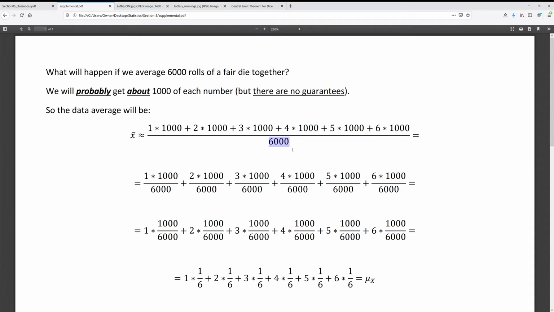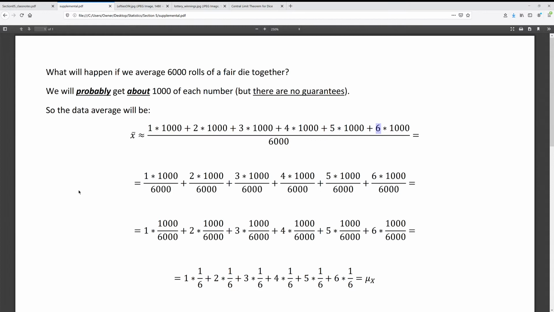I talked about this problem early on in the beginning. We have a sleight of hand going on here. In previous sections, we have used n for the number of pieces of data we have, which here would be 6,000. But in this section, we're using n for the number of possibilities, which is 6. You don't want to mix up the one with the other. So the bottom line is when you take the data average of 10 numbers, add them up and divide by 10.